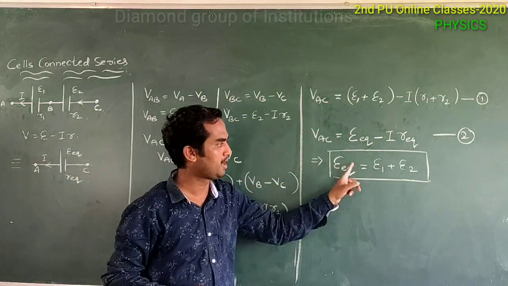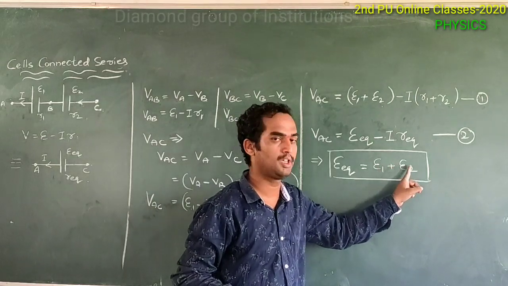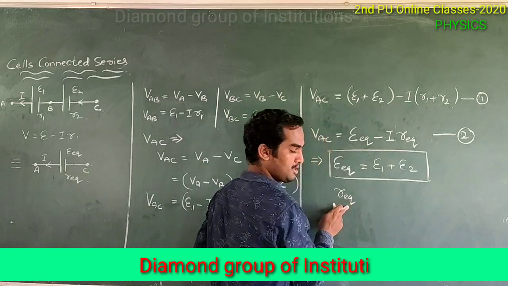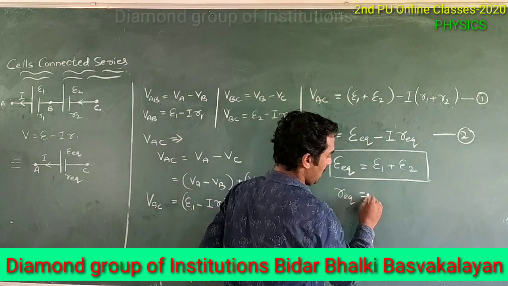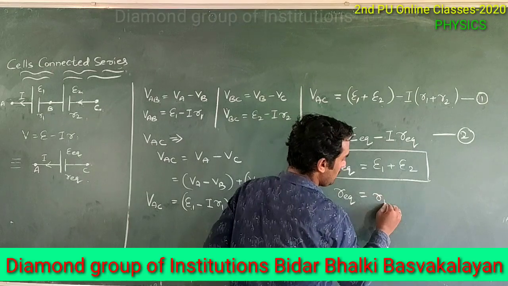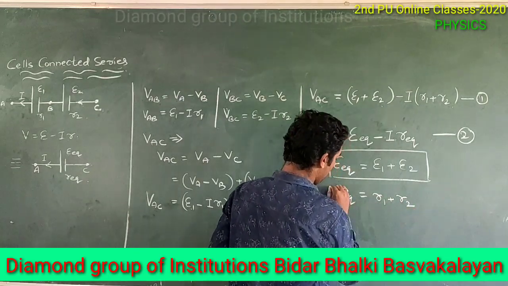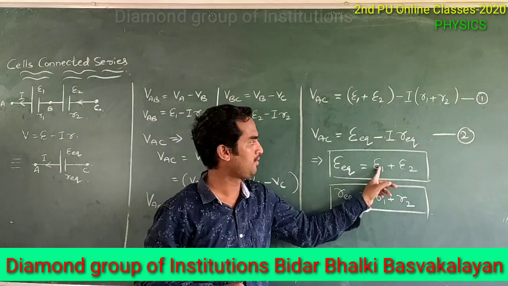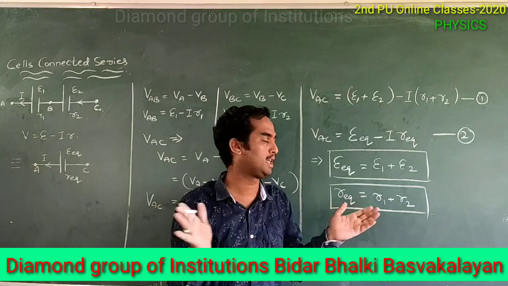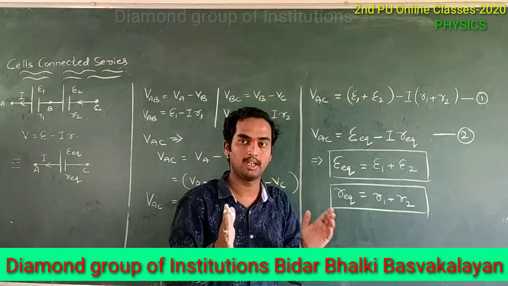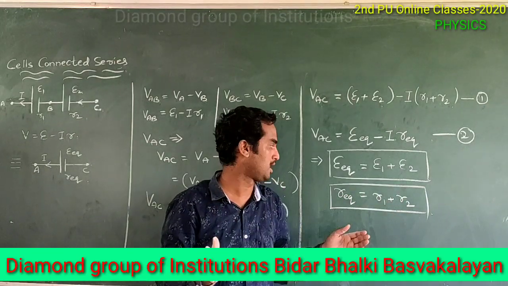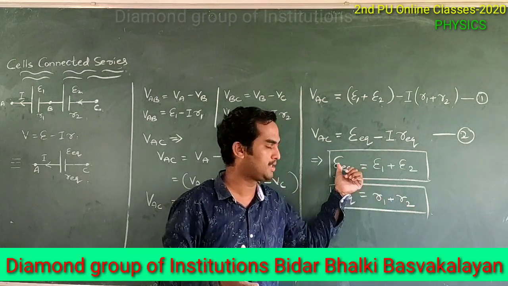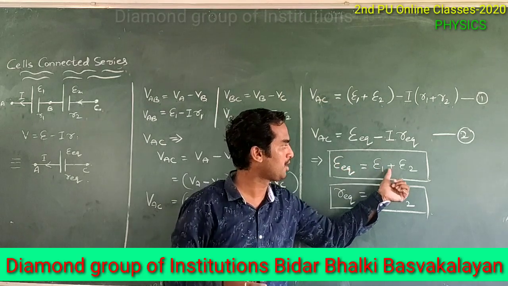The equivalent EMF is equal to the sum of the individual EMFs. Next, the equivalent internal resistance is again the sum of the individual internal resistances. So E1, E2 are the individual EMFs, and R1 and R2 are the individual internal resistances. So Req equals R1 plus R2, and E equivalent equals E1 plus E2.